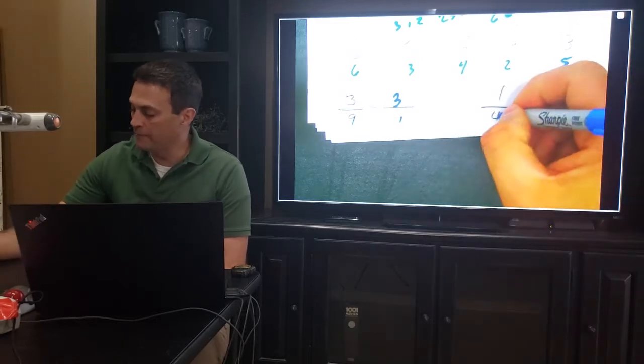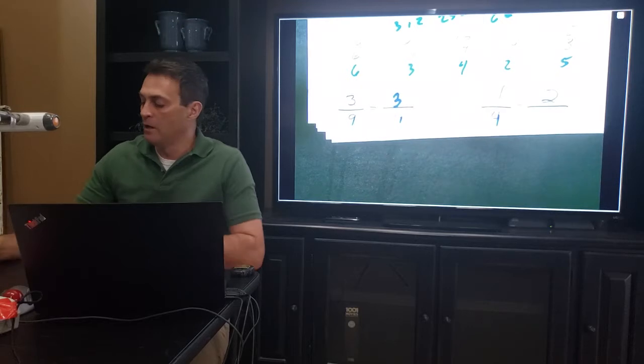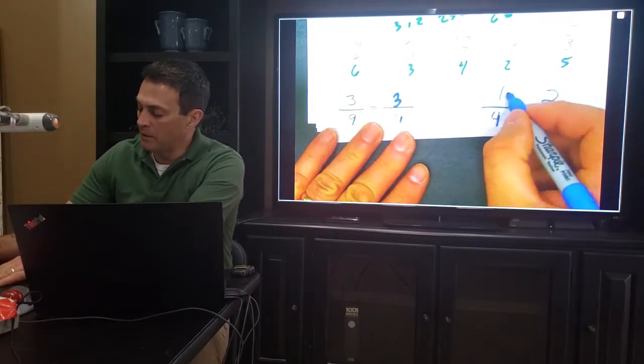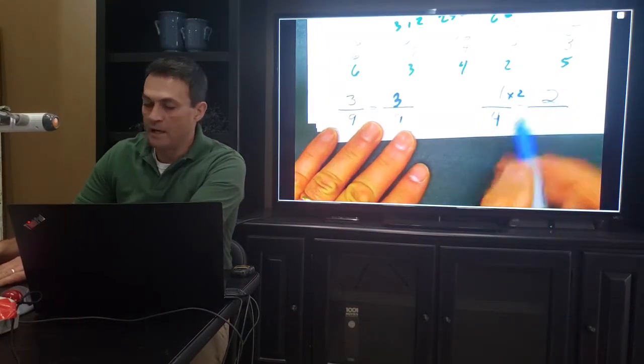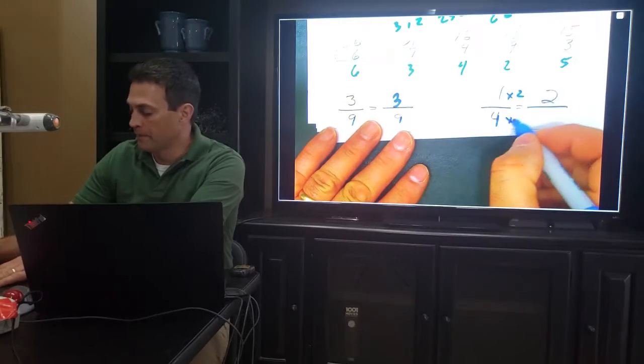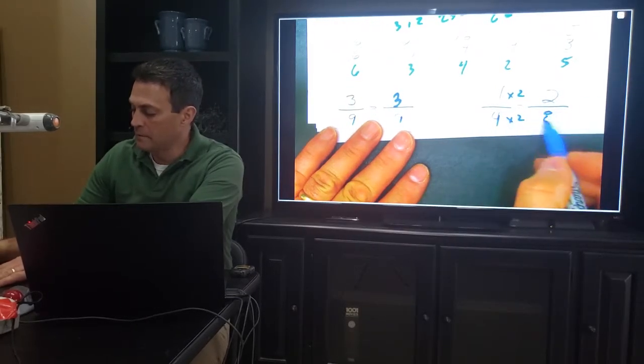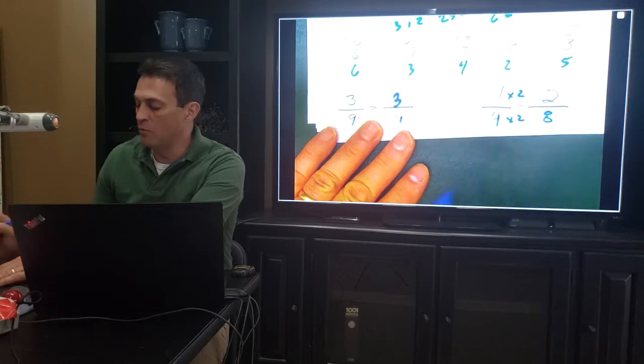All right, 1/4 equals 2 over what? Well, if you get from 1 to 2, we have to multiply by 2, right? 1 times 2 is 2. And if we do it at the top, we have to do it at the bottom. 4 times 2 is 8. So 2/8 is equivalent to 1/4.